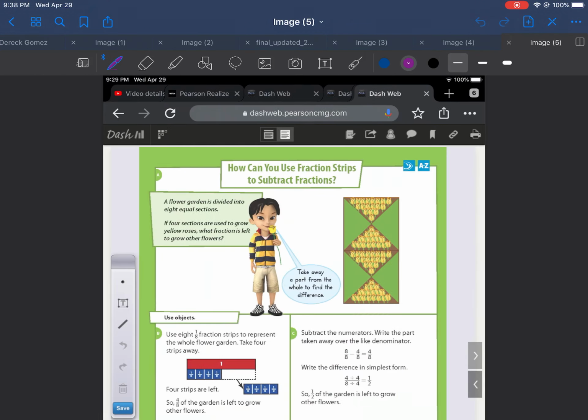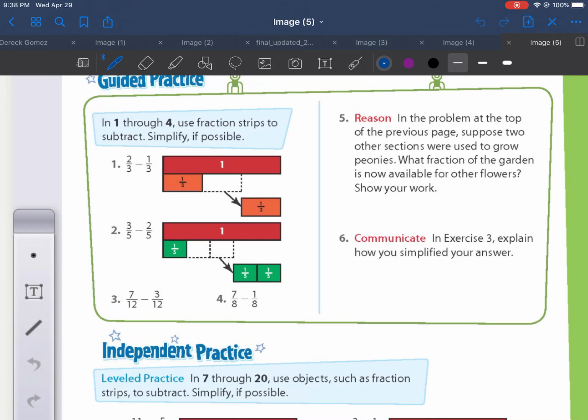So let's go ahead and go into our book. We are going to go into page 577. And I'm going to start with question number 1 through 4. It says, in 1 through 4, use the fraction strips to subtract. Simplify if possible.